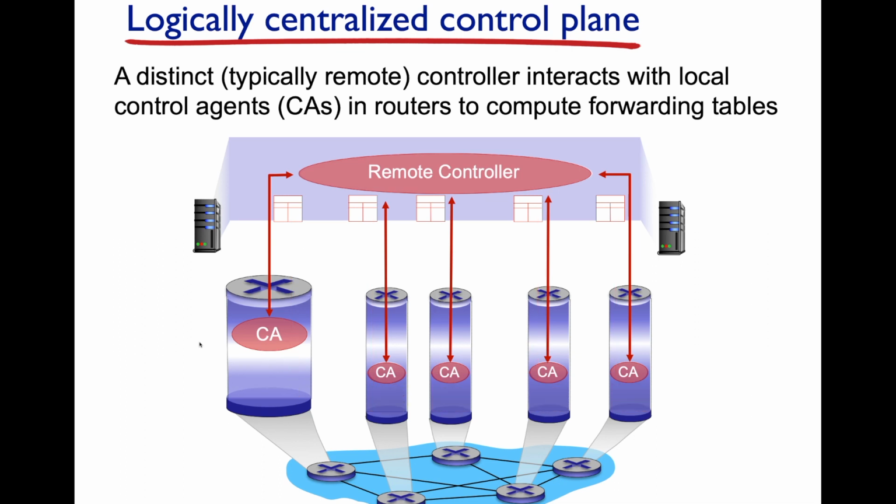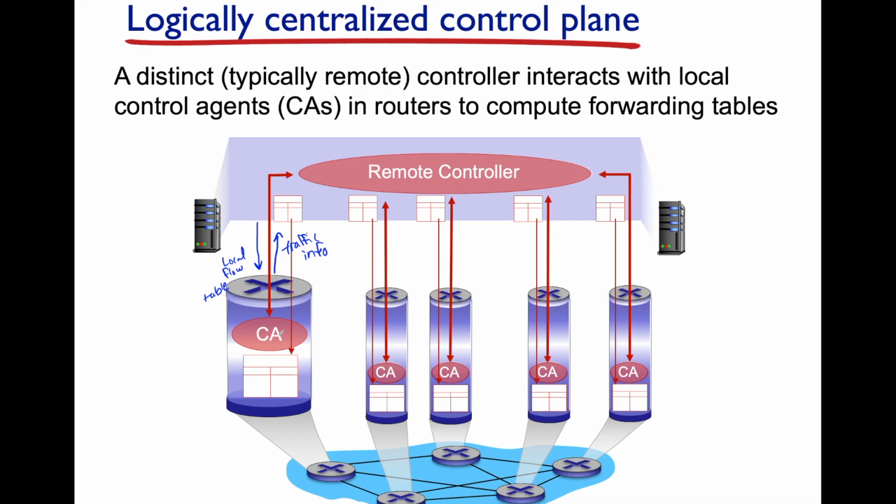Let me go back here and select my pen. Again, let's select a pen color blue. So in the direction from your control agent pushing information to this remote controller, that's going to be traffic information. And in the opposite direction, from the controller to the control agent, that's going to be the local flow table, right? So the control agent installs that flow table into the router to effect the switching decisions or the flow decisions.